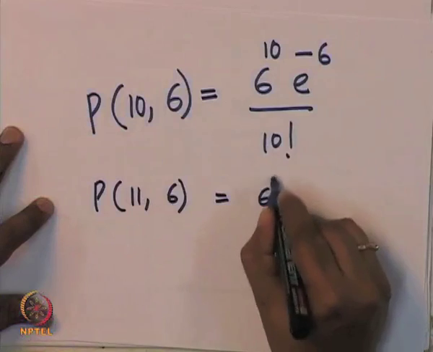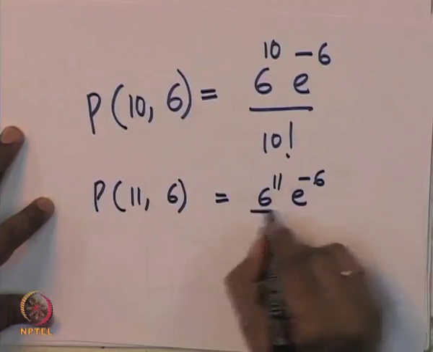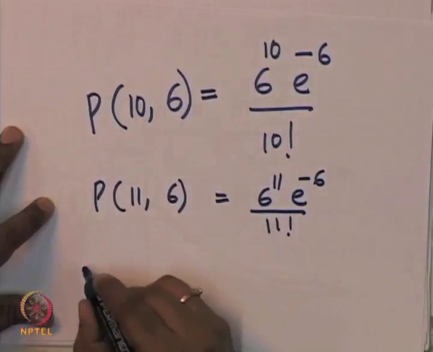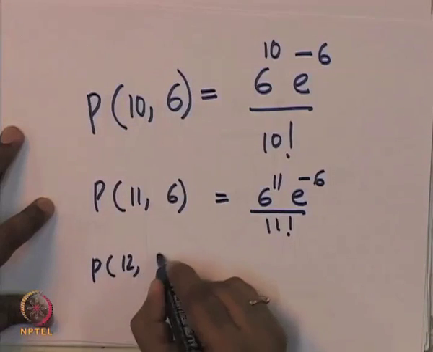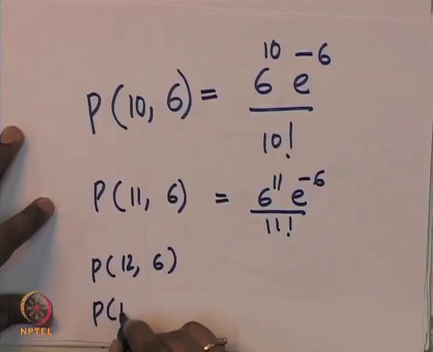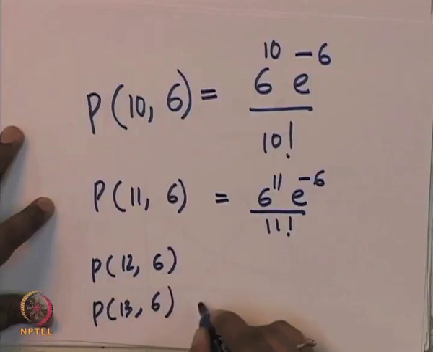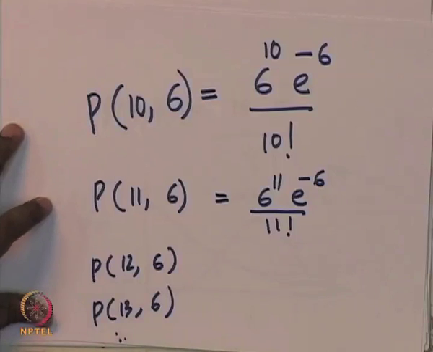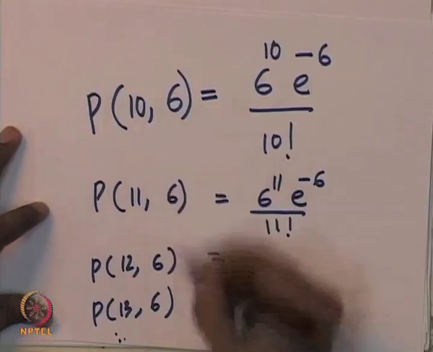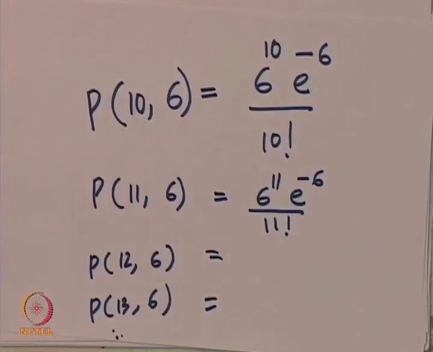So, this is 6^11 e^(-6) / 11!. What is the probability of getting 12 mangoes, 13 mangoes, and so on and so forth. You can calculate all of this. If you know all of this, you can ask the question, what is the probability of getting at least 10 mangoes?